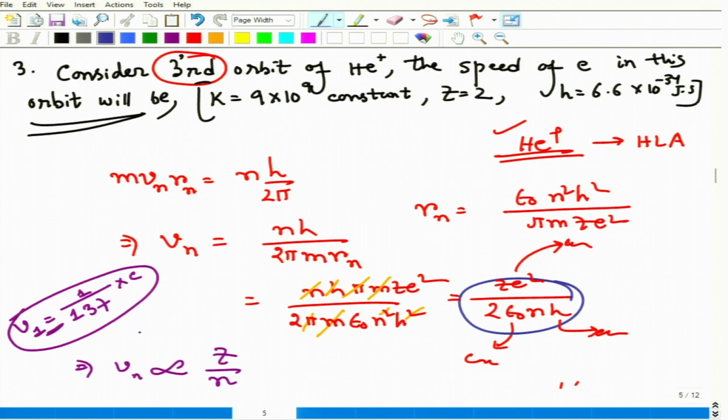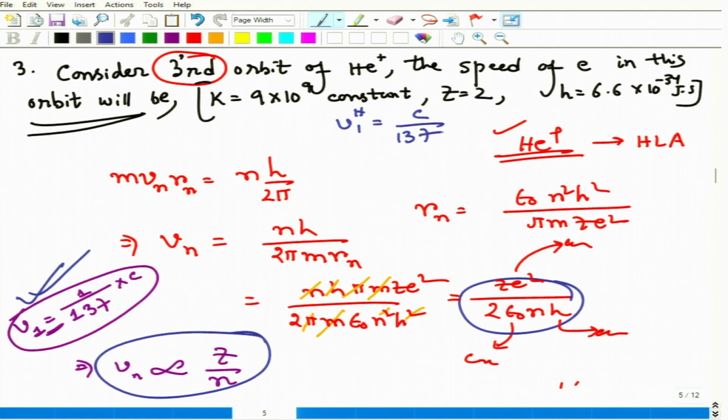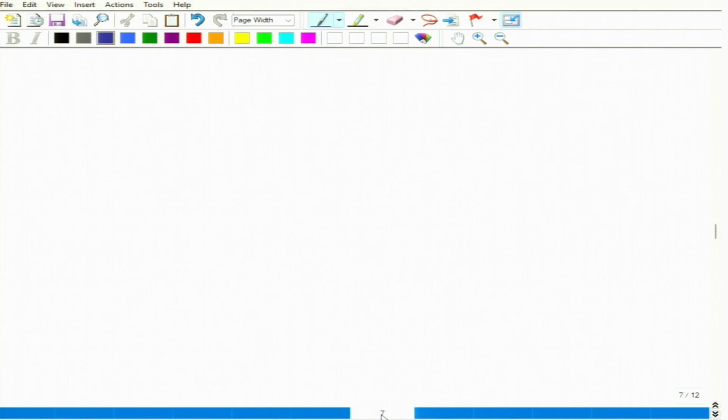So here we have to remember these things, then we can do that, just V1 and Vn. To solve this question, two things are needed: that V1 for hydrogen atom is actually C by 137 and Vn for any atom is proportional to Z by N. If you know these two formulas, then you can easily do this. Okay, so let me go to the other problem, the fourth problem.